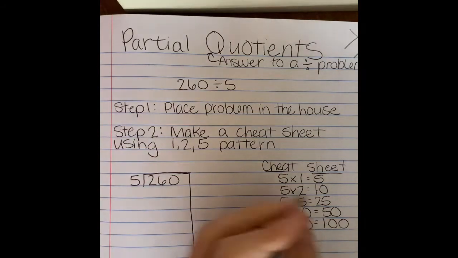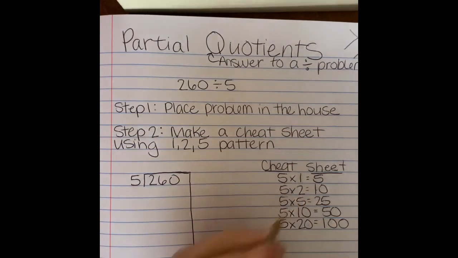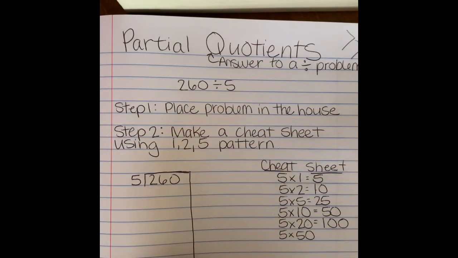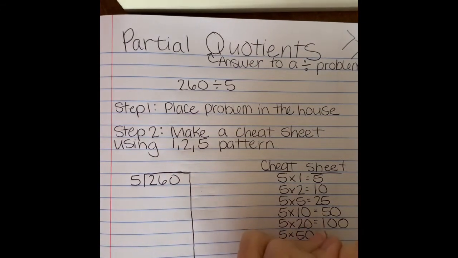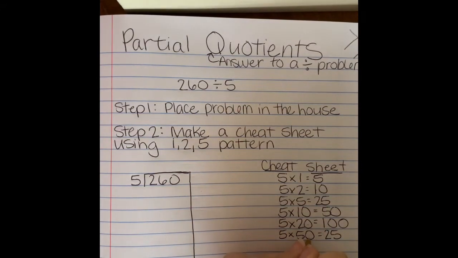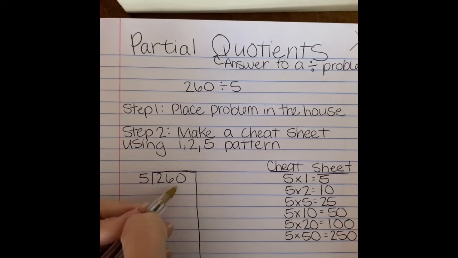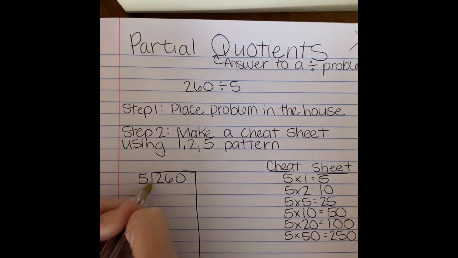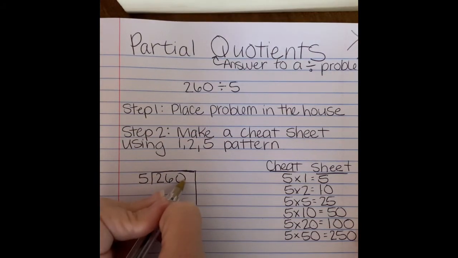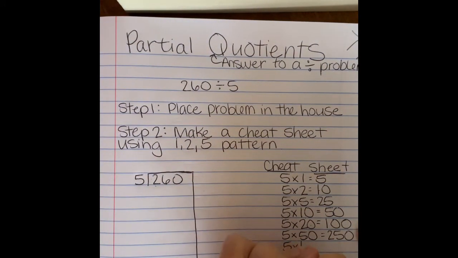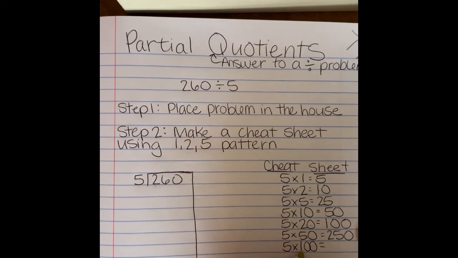Okay, now I'm going to do the 5 from my 1, 2, 5 pattern. 5 times 50. And I know that 5 times 5 is 25, and I have 1 power of 10. Listen, what I'm looking for is a product, the answer to a multiplication problem, that is greater than 260. 250 is not greater than 260, so I'm going to go one more, and I'm going to do 5 times 100. 5 times 1 is 5, and I have 2 powers of 10.